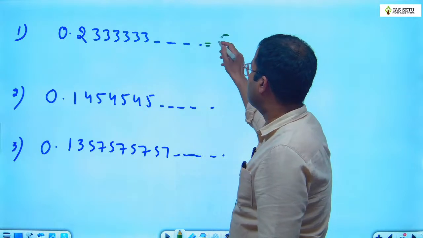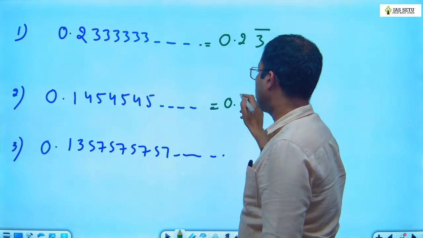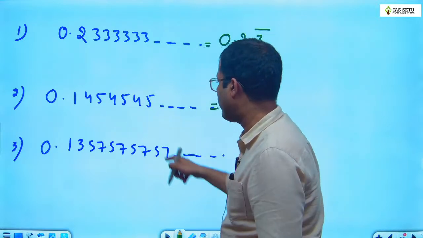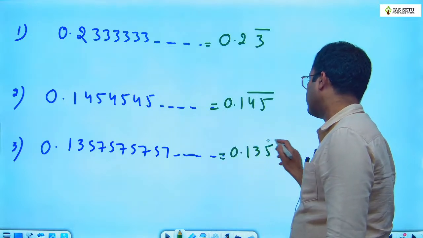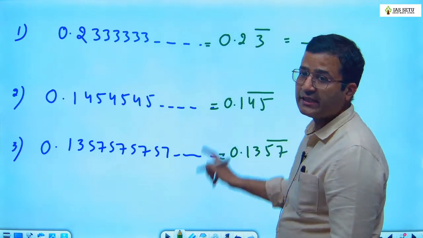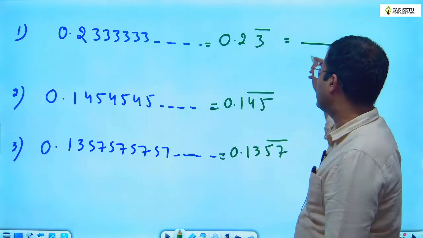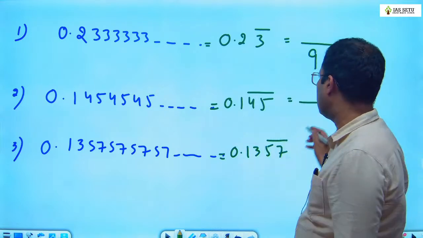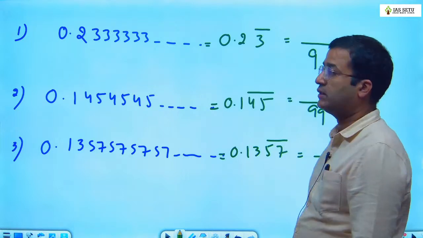Now here the first question is 0.2 bar on 3. Second question is 0.1 bar on 45, because this 4, 5, 4, 5 is reoccurring. Third is 0.13 bar on 57. As many 9s as many digits under the bar. So there is one digit, 9. Second question, there are 2 digits in the bar, 99. Third question, there are 2 digits, 99.